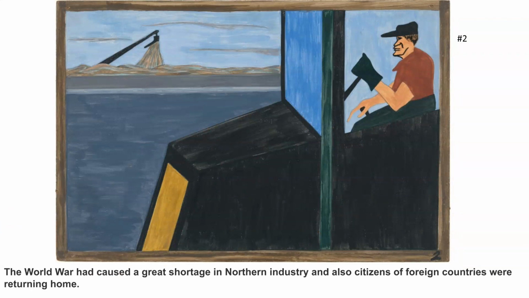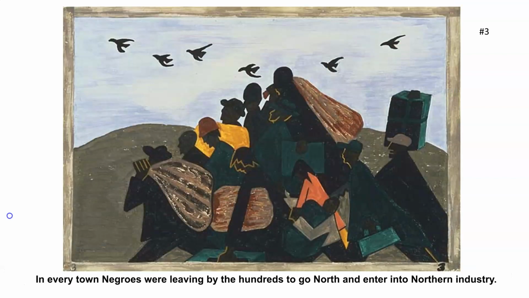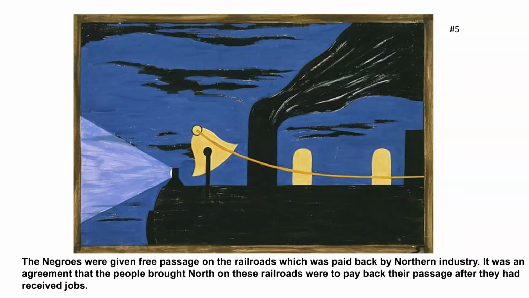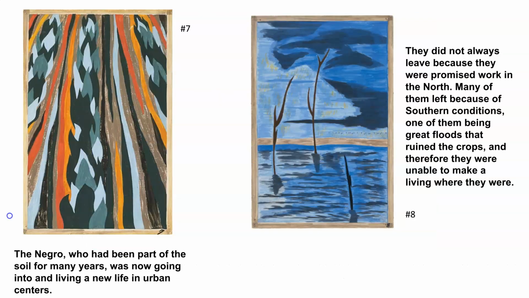The World War had caused a great shortage in northern industry, and also citizens of foreign countries were returning home. In every town, Negroes were leaving by the hundreds to go north and enter into northern industry. The Negroes were given free passage on the railroads, which was paid back by northern industry. It was an agreement that the people brought north on these railroads were to pay back their passage after they had received jobs. The Negro who had been part of the soil for many years was now going into and living a new life in urban centers.